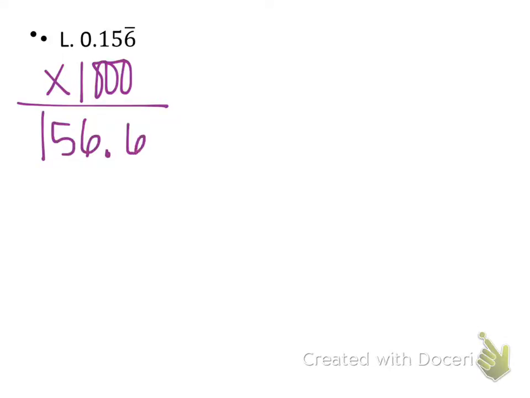Last example, 0.156 with the 6 repeating. Now again, my smallest number that's repeating is the 6, and it is in the thousandths place. However, notice that it's not all repeating. So I've got 0.156, and then it's just going to be 6666666. So I'm going to multiply this by 1,000, and I'll get 156.6 repeating.